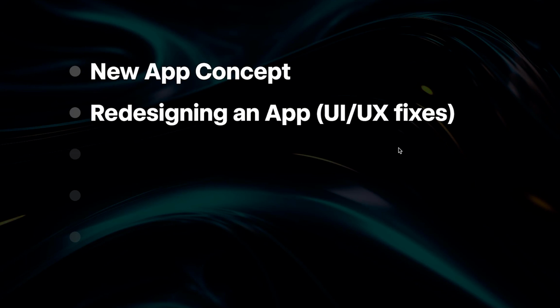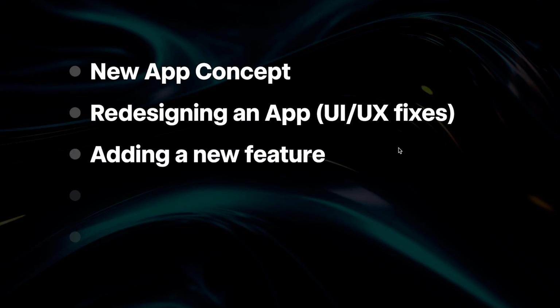The second type is redesigning an app, which is basically doing UI UX fixes. So you take an app that looks really ugly, which has no features, really bad, and then you revamp it from the ground up. It is pretty much very similar to creating a new app, but in this case, you already have a lot of the baseline and benchmark set for you. You just have to build upon that.